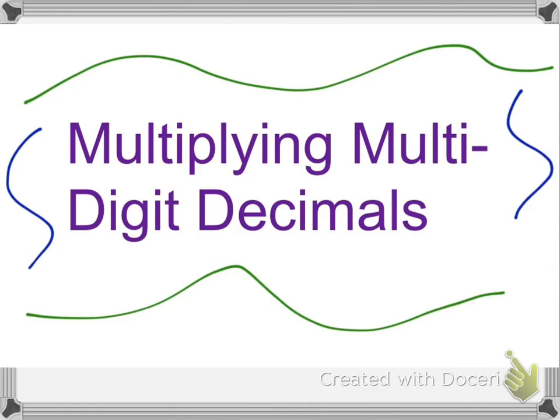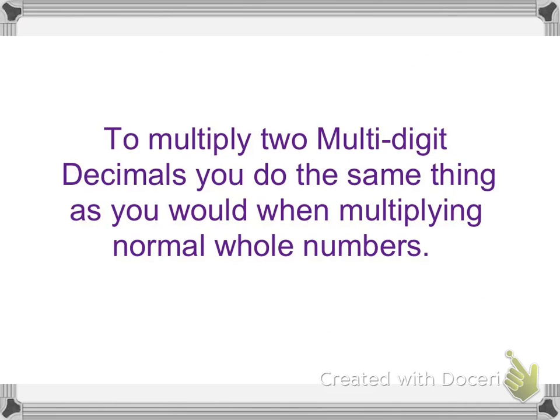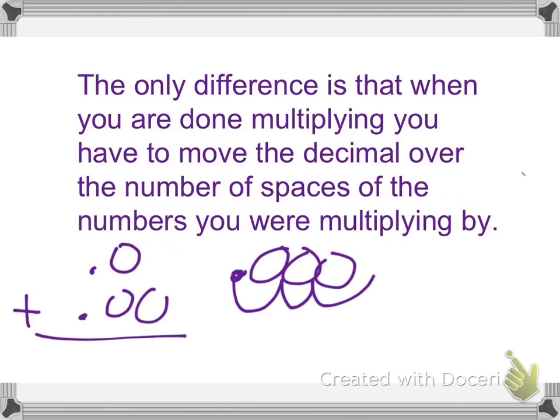Multiplying multi-digit decimals. To multiply two multi-digit decimals, you do the same thing as you would when multiplying normal whole numbers. The only difference is that when you are done multiplying, you have to move the decimal over the number of spaces of the numbers you are multiplying by.